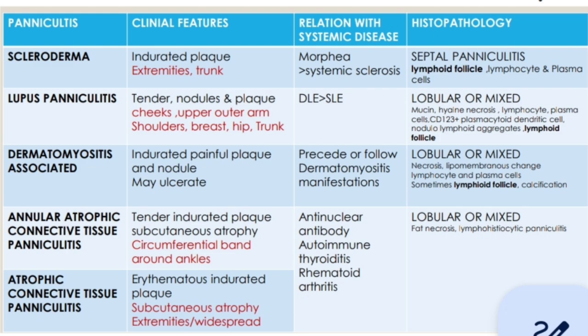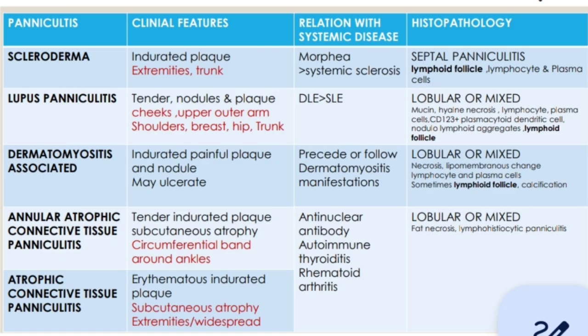Annular atrophic connective tissue panniculitis presents as a tender indurated plaque having subcutaneous atrophy presenting as a circumferential band around the ankles. Atrophic connective tissue panniculitis presents as an erythematous indurated plaque with subcutaneous atrophy and is usually widespread and can be located in the extremities. It is related to antinuclear antibody presence, autoimmune thyroiditis, and rheumatoid arthritis. It is also a lobular or mixed type of panniculitis, rich in lymphohistiocytic infiltrate.